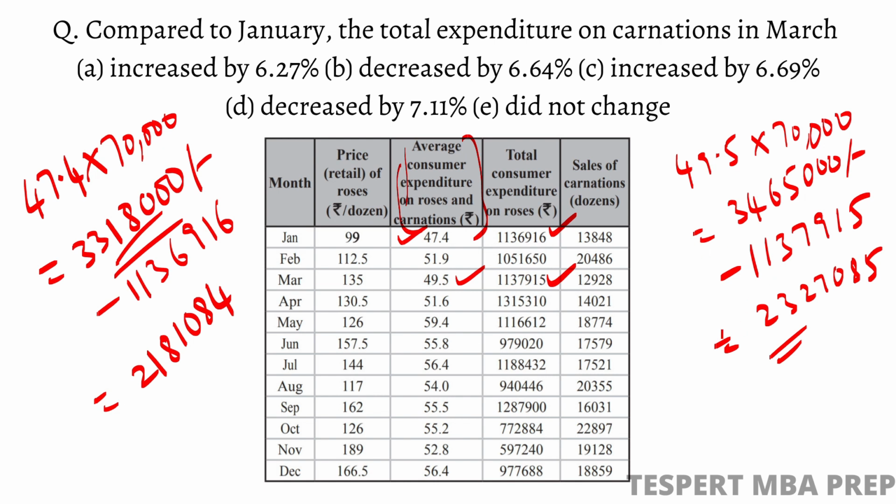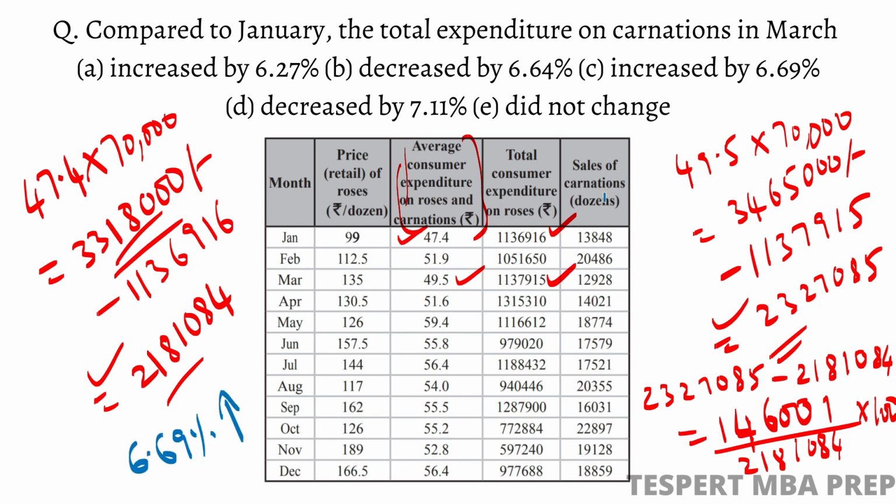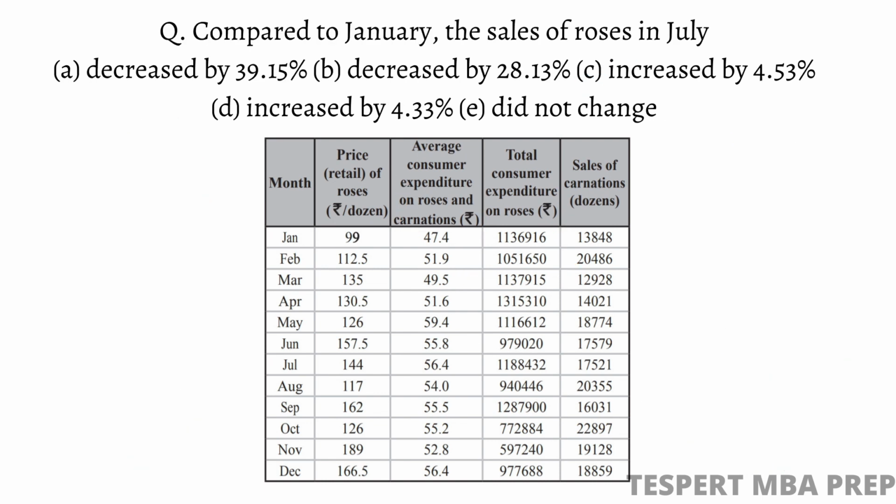So this is expenditure on carnations in March, this is in January, so subtract these two now. If we subtract, this will be equal to 146001, and we are asked to find out the percentage change. Percentage change means we have to put the base value in the denominator. So what is the base value here? This one. So divided by 2181084 into 100, and after calculating we will get 6.69% increase, right? So option C is the answer. Let's move on to the second question.